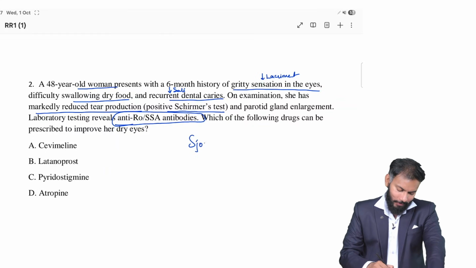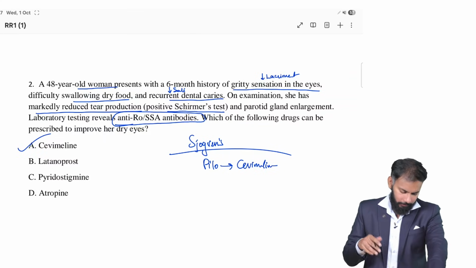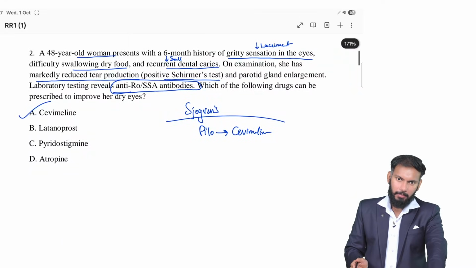It is Sjogren's. I've already told you, in Sjogren's syndrome we can use pilocarpine, but which is better? Cevimeline. So what is the answer? Cevimeline. That's all. Done. Yes, easy to understand. Good.